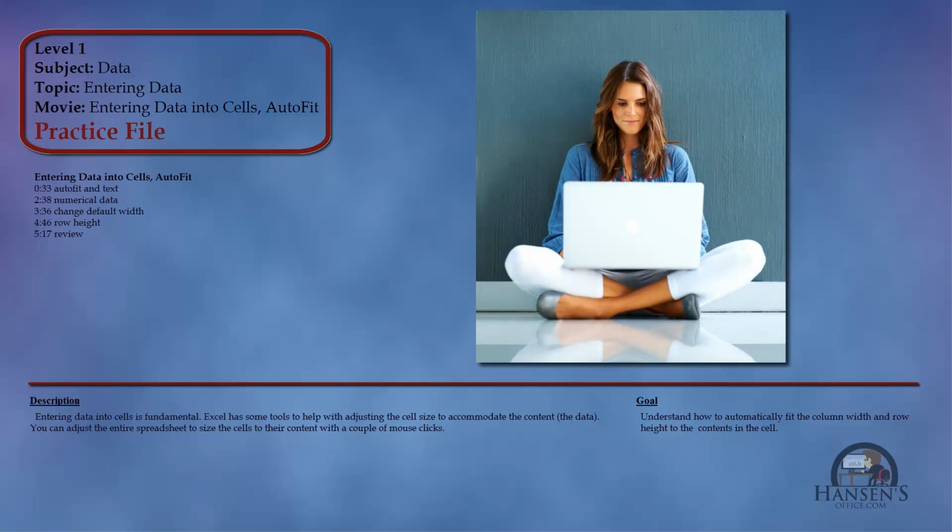So we're going to continue entering data. We're going to take a look at when you enter text into a cell that's too wide for that column and how it spills over and how we deal with that by introducing AutoFit. And then we're going to take a look at numerical data because Excel handles the numerical data that's too wide for a column a little bit differently than text. And then we're going to change the default width of the columns. And then we're going to look at the row height and how that behaves with text and numerical data.